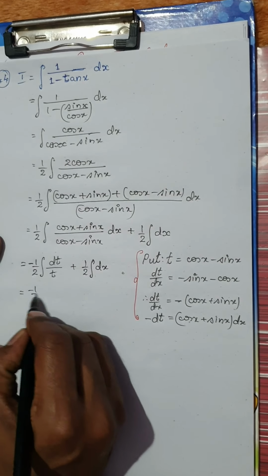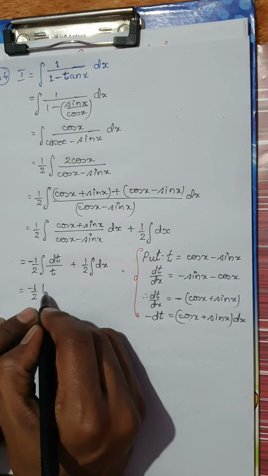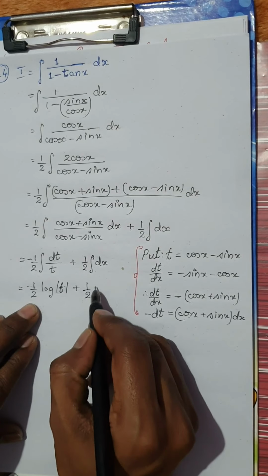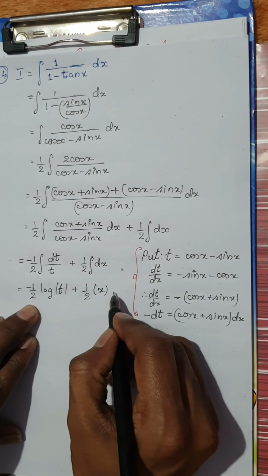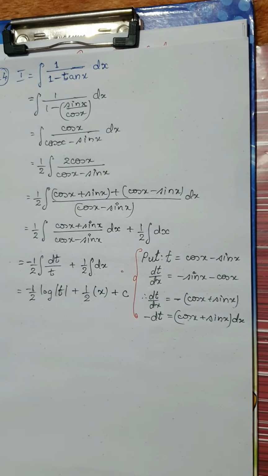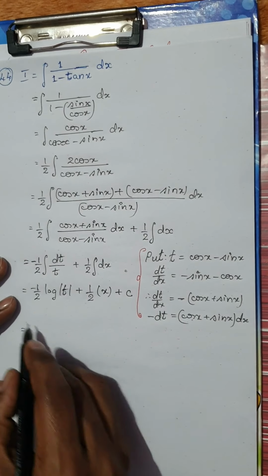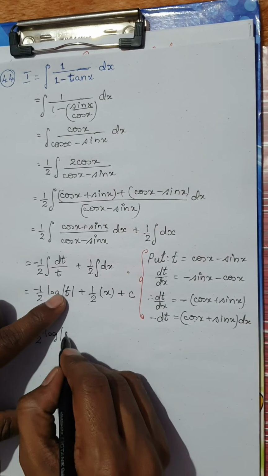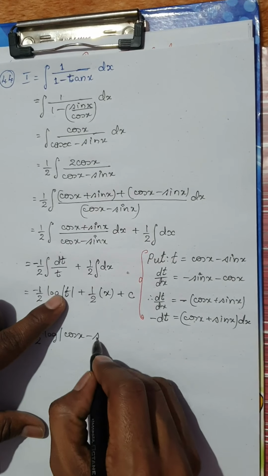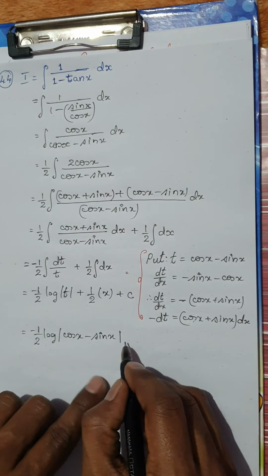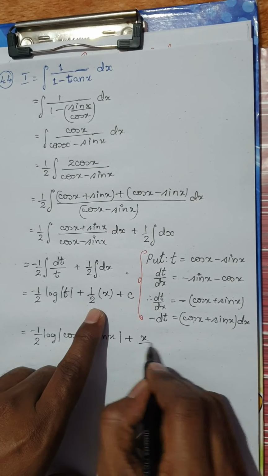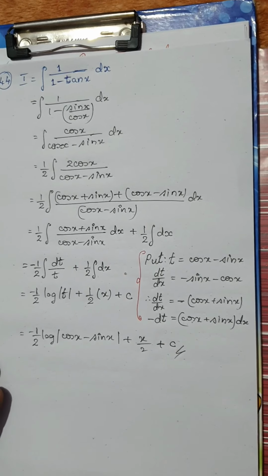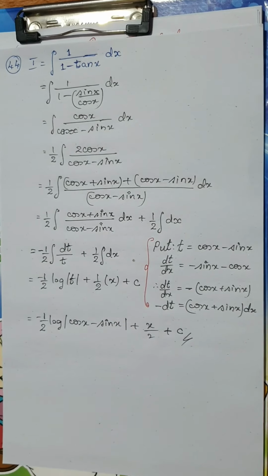Please be very careful. So this is minus half into integral of dt by t, which is log of mod t, plus half into integral of dx. Integral of dx is actually x plus a constant of integration. So the final result is minus half into log of mod t, where t is cos x minus sin x, plus half into x, that is x by 2, plus c, which is the constant of integration, and this is the final result for the above given integral.